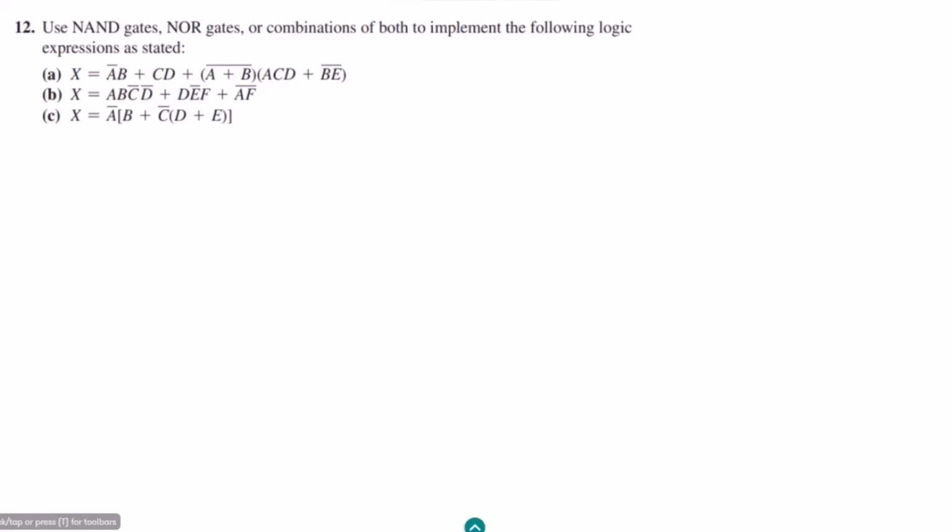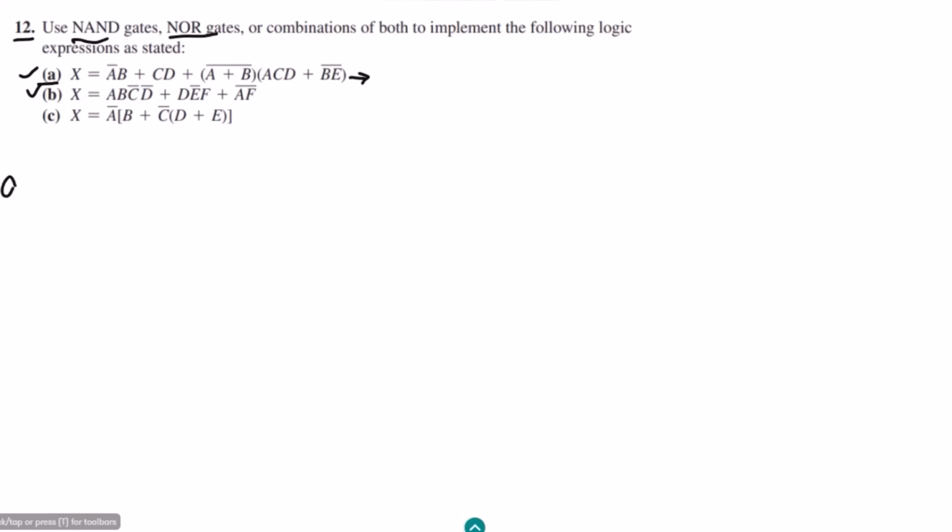Welcome back, guys. So this is question number 12, and today we are going to solve the equations by using only the NAND and NOR gates, as mentioned here, or the combination of both, to implement the following logic expressions. Okay, so we have three parts, A, B and C, and today we are going to solve part A. In previous videos we have seen how to make the equivalents of different fundamental gates by using the NAND, NOR or combinations of both. Today we are going to deploy the same concepts which we have studied in the previous videos, and by deploying that we have these equations and we are going to implement them.